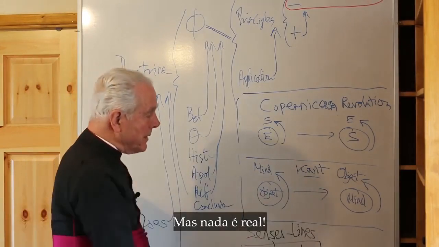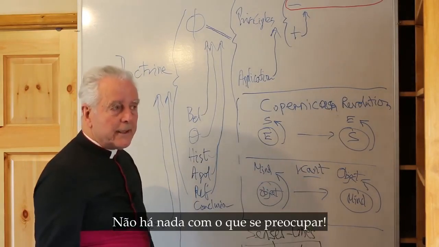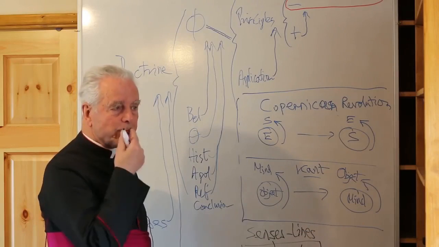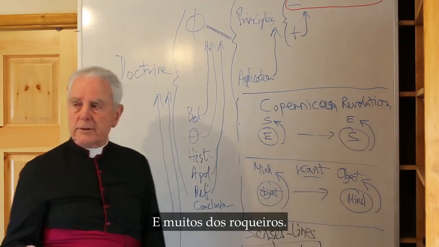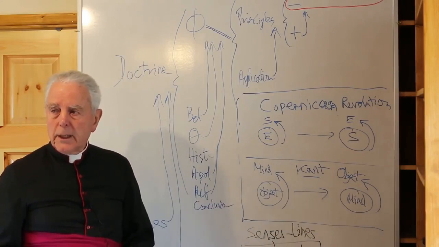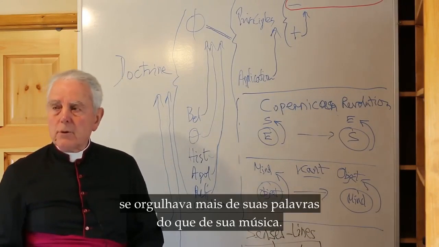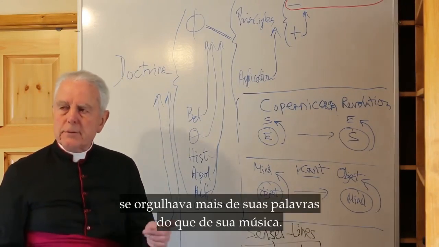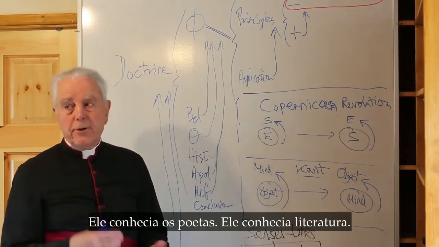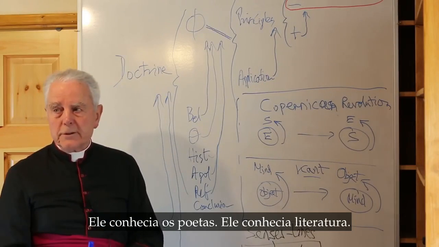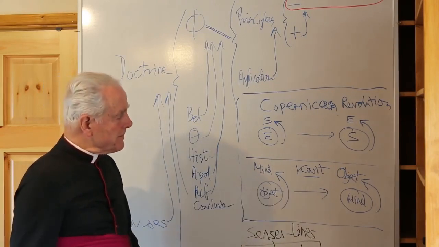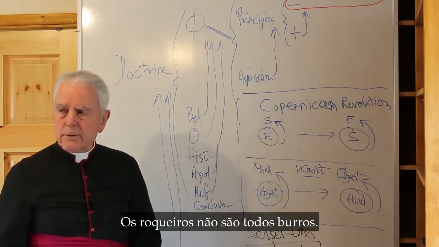But nothing is real. Nothing to get hung about. The Beatles have summed it up. And a lot of the rock musicians, if you read their words, some of them are intelligent people. And Jim Morrison was more proud of his words than of his music. His music was simply a vehicle to carry his message. He knew the poets. He knew literature. He knew the foreign poets. He knew Baudelaire. So they're not all stupid, the rock musicians.